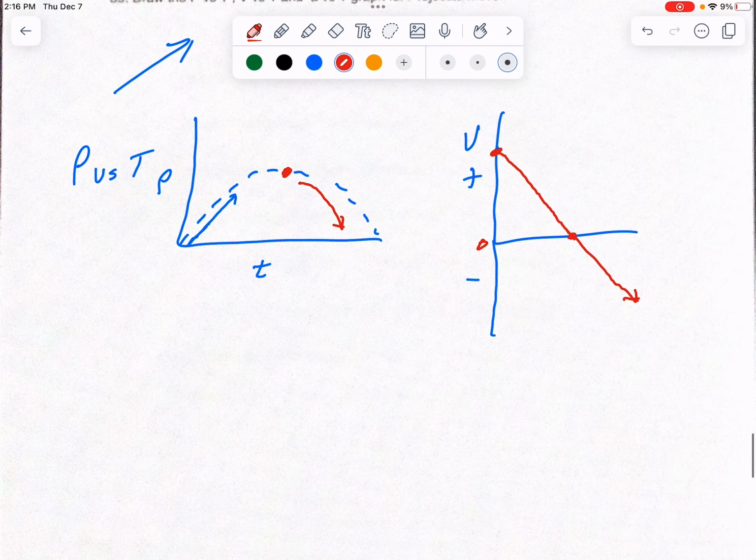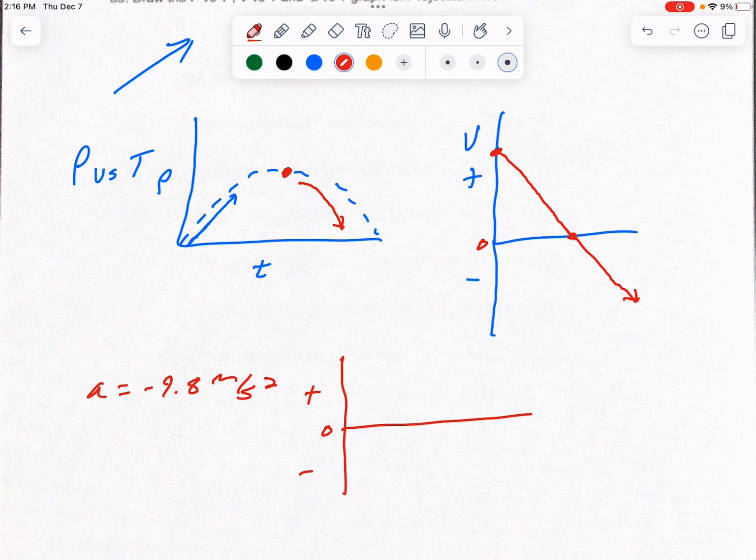Okay, then an A versus T graph. An A versus T graph is pretty easy because remember A is always negative 9.8 meters per second squared. So if you had an A versus T graph, this would be 0, this would be positive, this would be negative. It would always stay at negative 9.8. Okay, so nothing ever changes there. And that'll end that one.